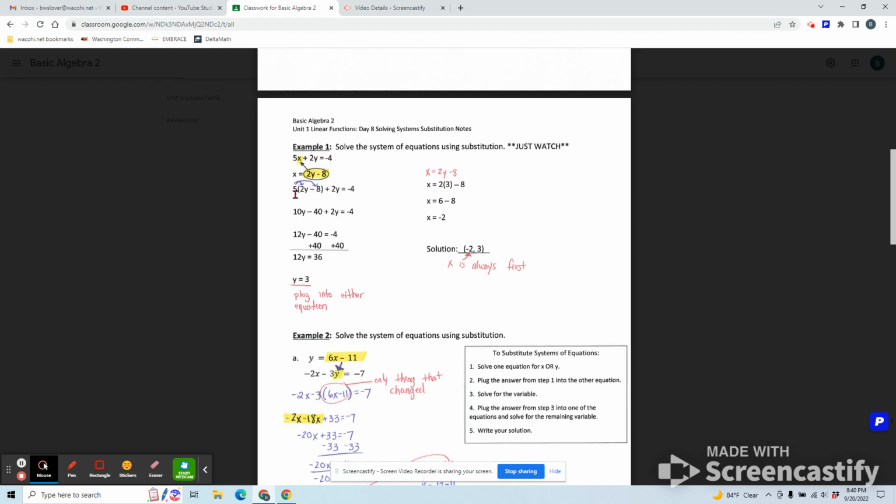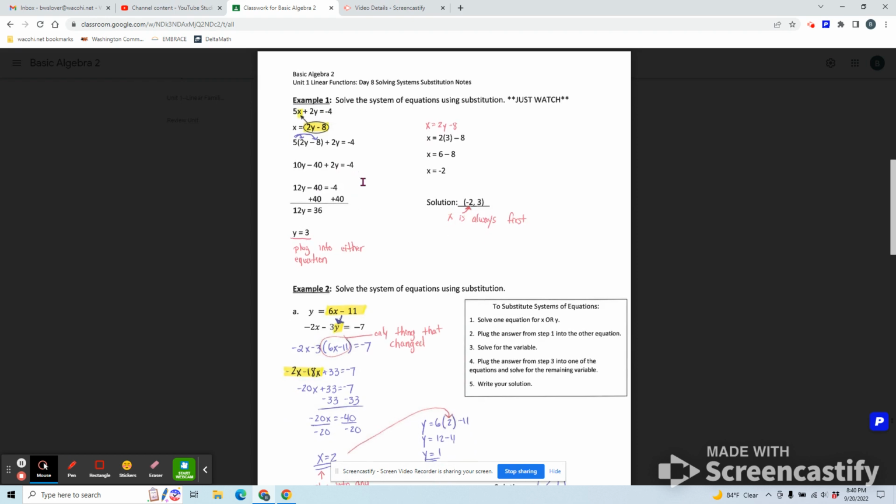From there, I'm solving, so I need to distribute. 5 times 2y is 10y. 5 times negative 8 is negative 40. Then I still have the 2y, the equals, and the negative 4. I'm collecting like terms: 10y and 2y give me 12y. And the negative 40 is there. I'm going to add 40 to both sides, and then divide by 12. I get y equals 3.